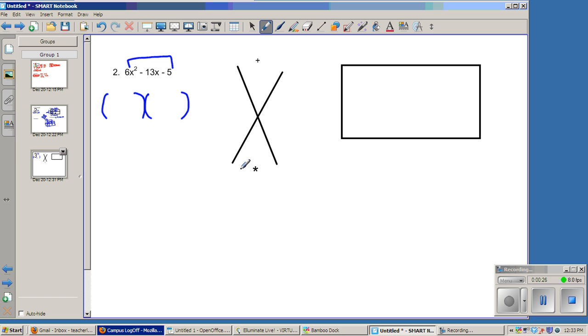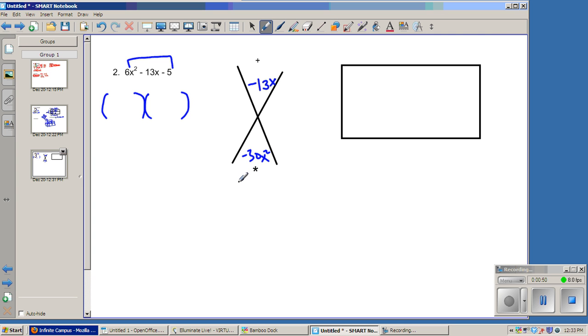last video of drawing this x and putting the product of these two terms, 6x squared times negative 5, down here. That would be negative 30x squared. And the sum number has to be the negative 13x. So what I'm looking for is numbers that when I multiply them together, they give me negative 30, but when I add them, they give me negative 13.